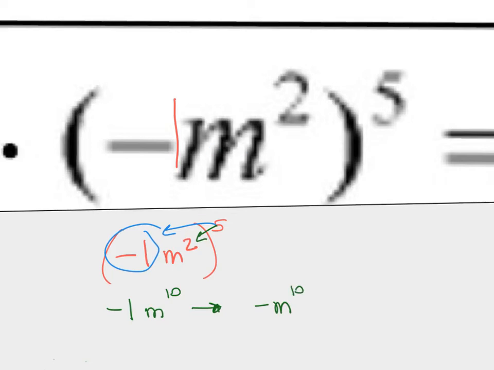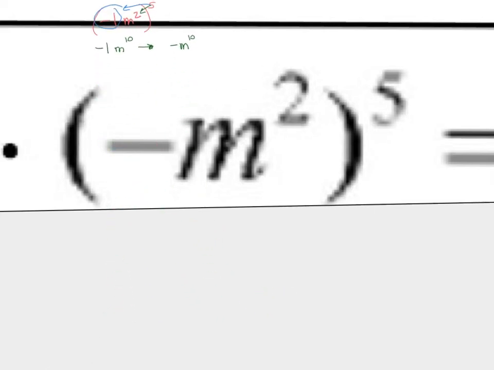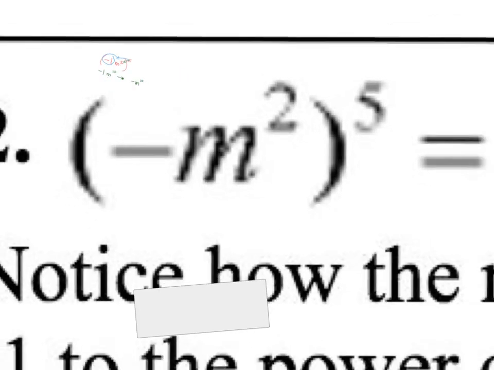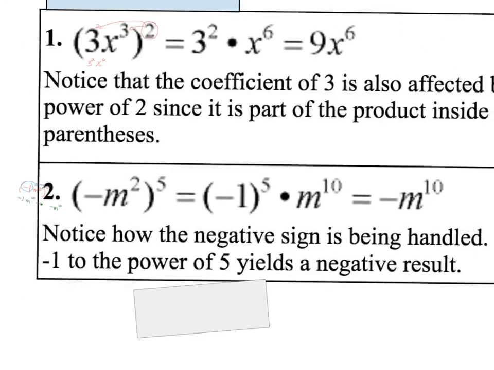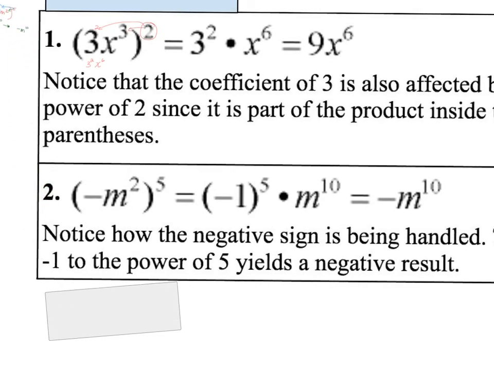One way of looking at this is when you have an odd number of negatives, you're always going to have a negative. So because of the fact that 5 is an odd number, that means that the whole thing is going to be negative. So that's where we got that answer from.